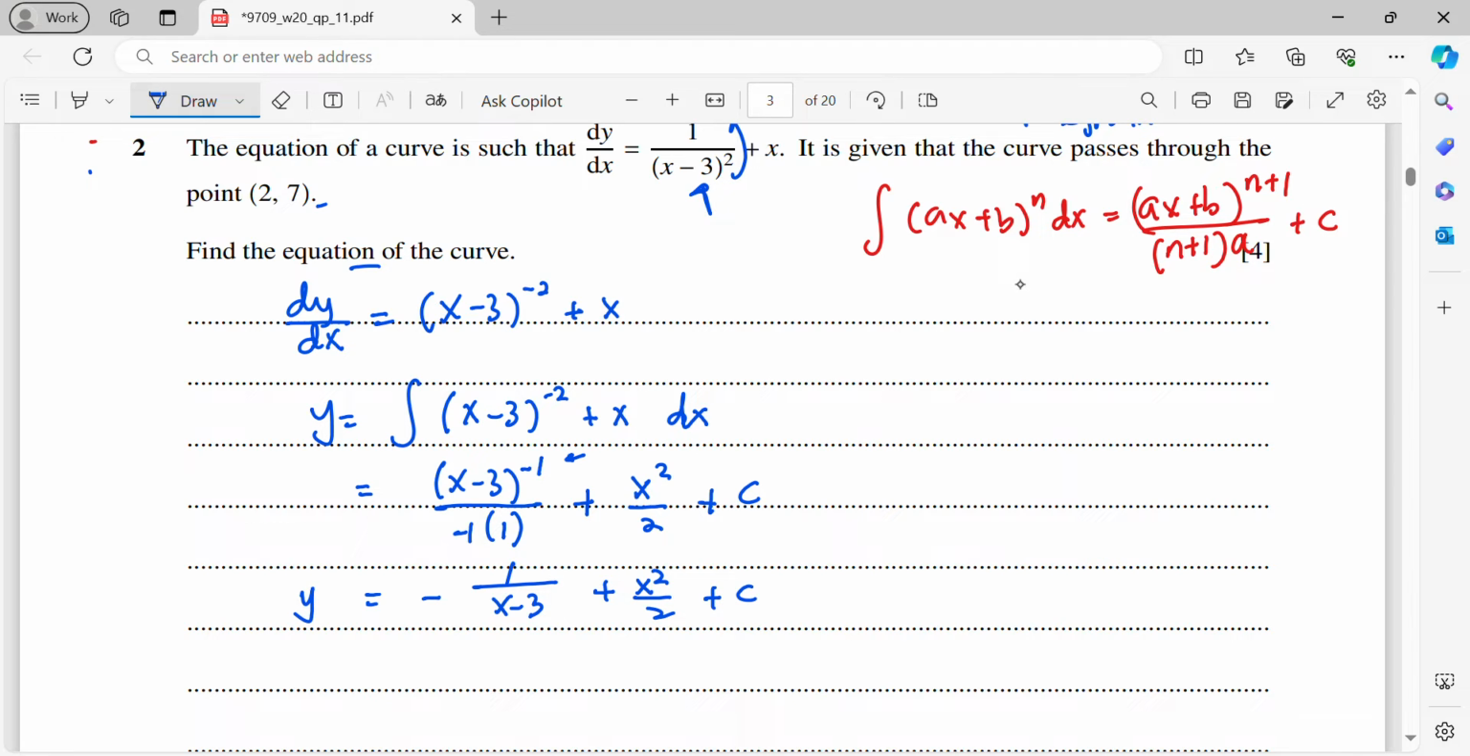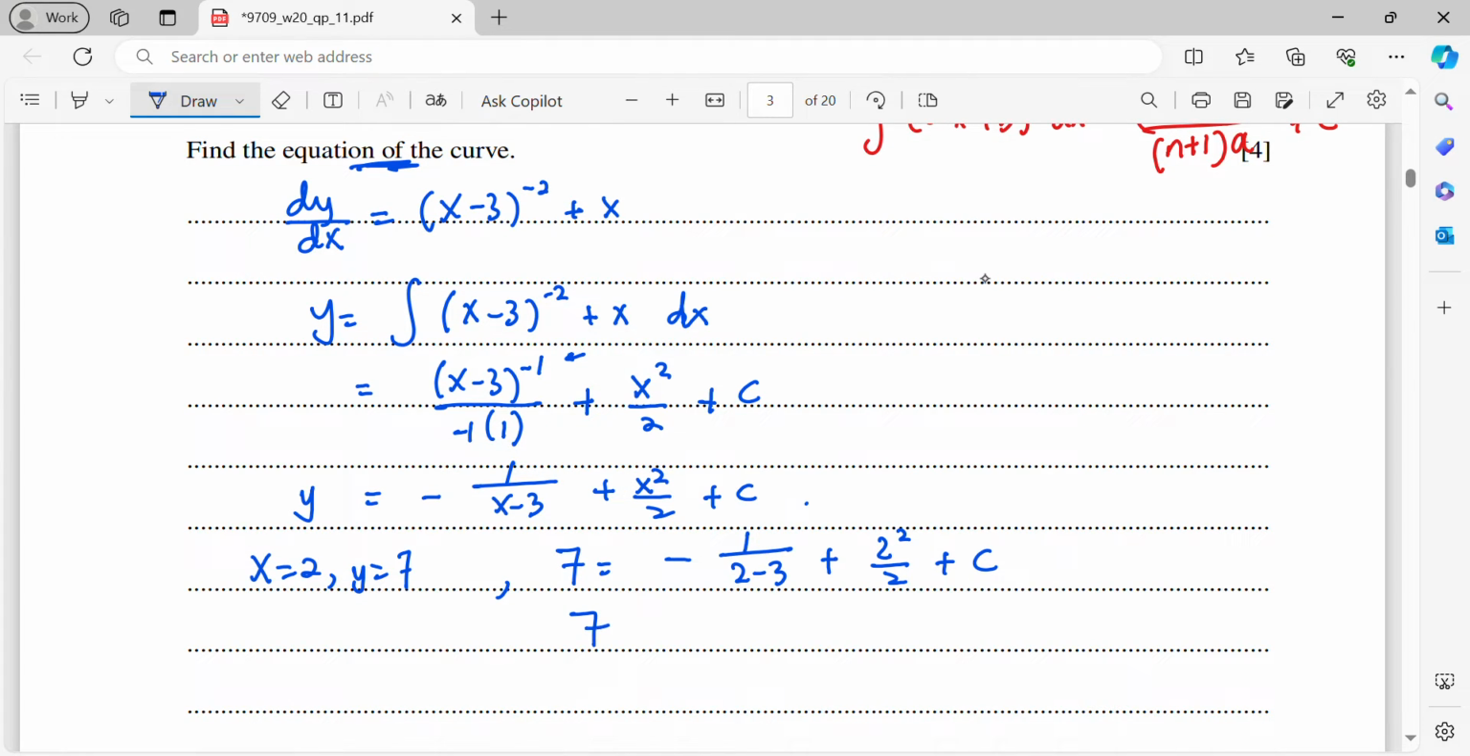And now to get the complete equation of the curve, you need to find the c value. So to get the c, substitute the point. Or just refer to the point to get the x and y coordinate. That means your x is 2, your y is 7. Then from here, I will get 7 equals negative 1 over 2 minus 3 plus 2 squared over 2 plus c. Then from here, I will get 7 equals, now 2 minus 3 is basically minus 1.